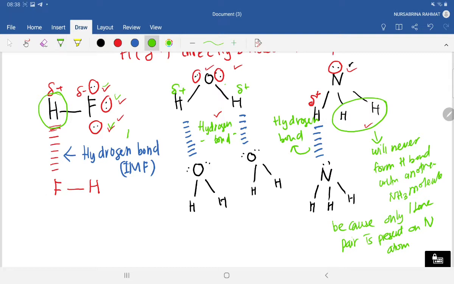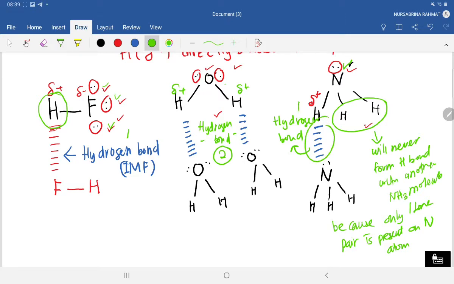In the water molecule, two lone pairs are present on the oxygen atom, and it has two hydrogen atoms, which means it can form two H bonds. And NH3 has only one lone pair on the nitrogen atom, and therefore, even though it has three hydrogen atoms, it can only form one hydrogen bond.